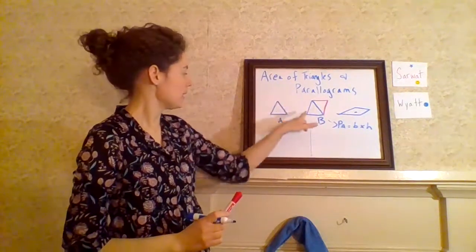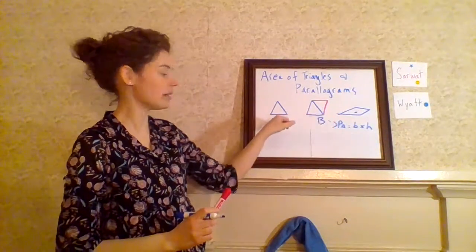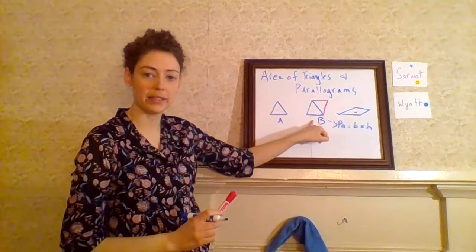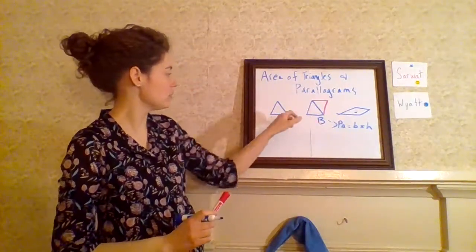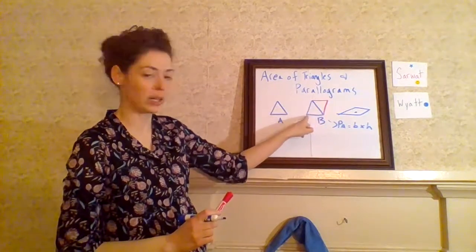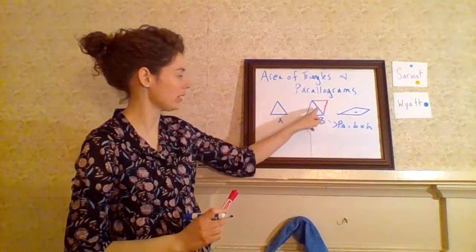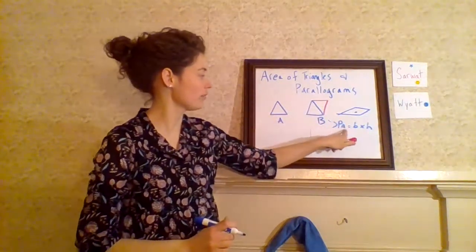Well, this parallelogram, remember, is made up of two copies of this triangle. So whatever this area is twice as much as this area, right? Because this is made up of two triangles the same as this one. So this whole area is twice as much as this one. So what does that mean for our formula?